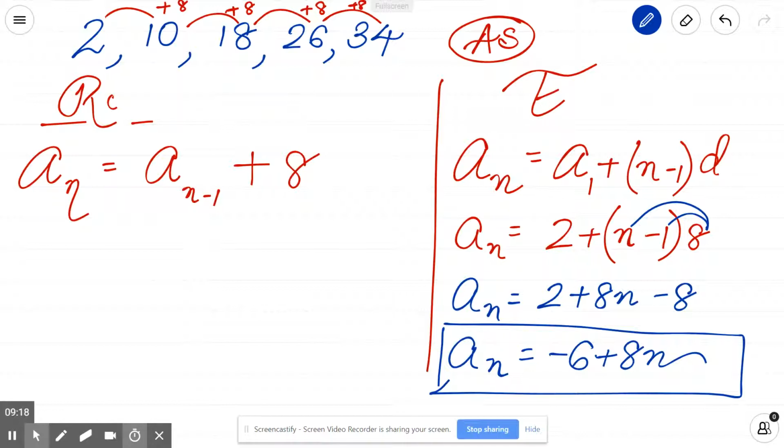So here if they tell you, well, find term number 100, then your n becomes 100 and the 100th term will be negative 6 plus 8 times 100. Why did I take 100? Because we are looking at the 100th term. So n is the 100th term. Whereas over here, we really need to know our 99th term in order to find the 100th term. All right, so hope that makes some sense to you.